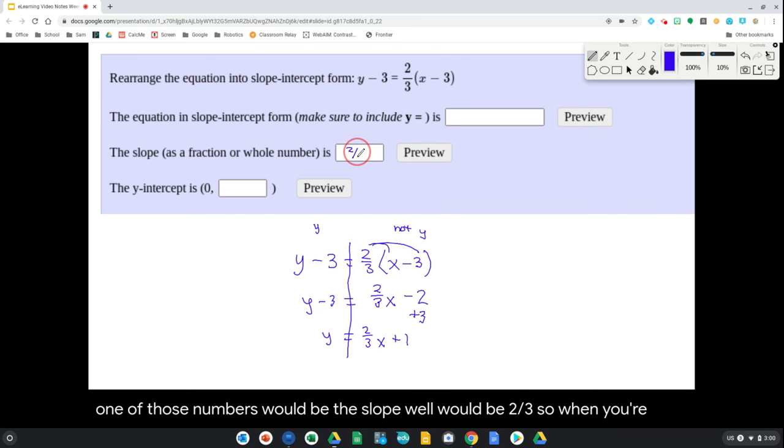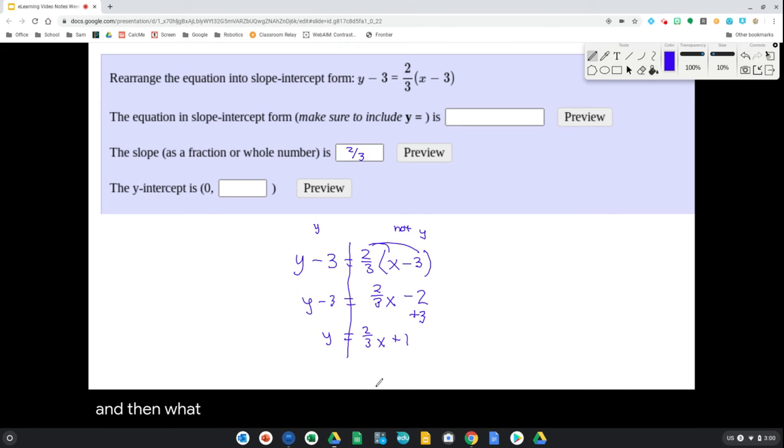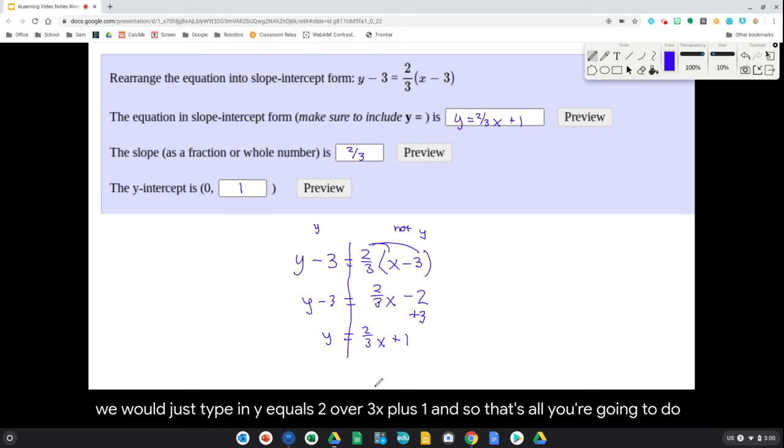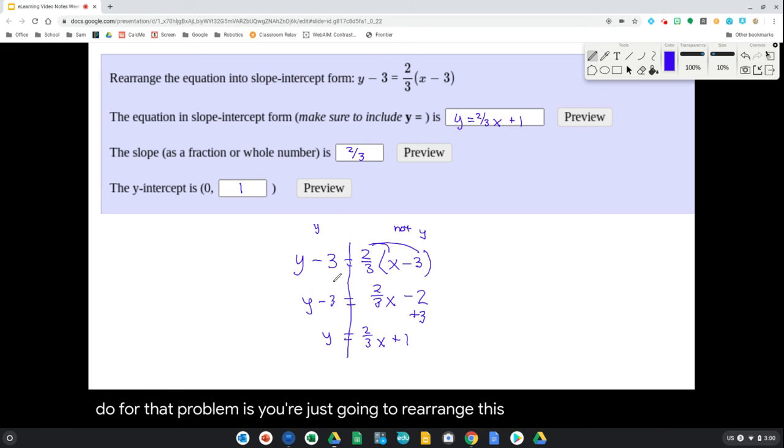So when you're doing this problem on My Open Math, you would put the 2/3 in that blank. And then what number is your y-intercept? Well, it's the 1, so you would put a 1 in that blank. And then for the equation, that's just what we have written down here. We would just type in y equals 2/3x plus 1. And so that's all you're going to do for that problem, is you're just going to rearrange this equation.